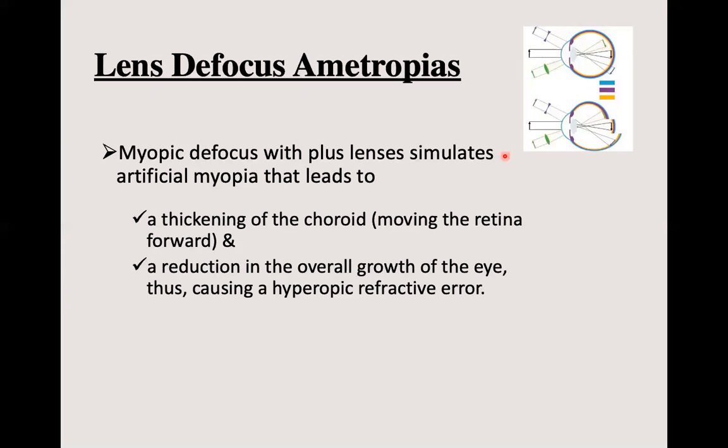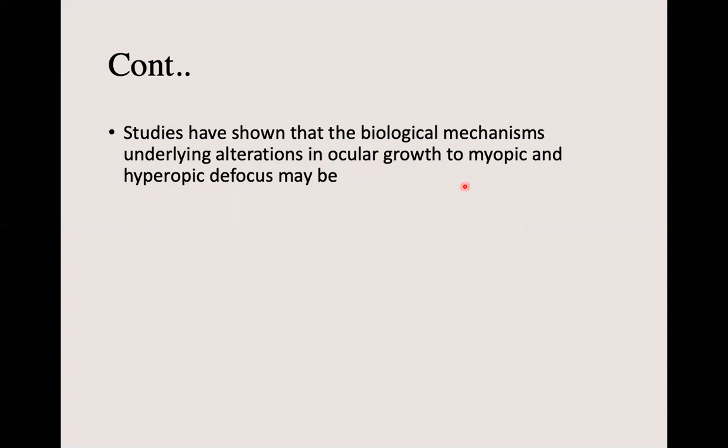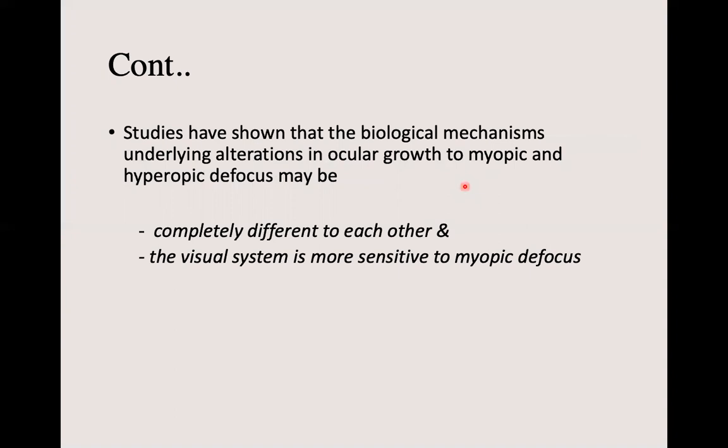Studies have shown that the biological mechanisms underlying the alteration in ocular growth to myopic and hyperopic defocus may be completely different from each other, and the visual system is more sensitive to myopic defocus. What does this mean? This means that myopic and hyperopic defocus are independent. They are not dependent on each other. The mechanism for myopic defocus and the mechanism for hyperopic defocus are not related to one another.